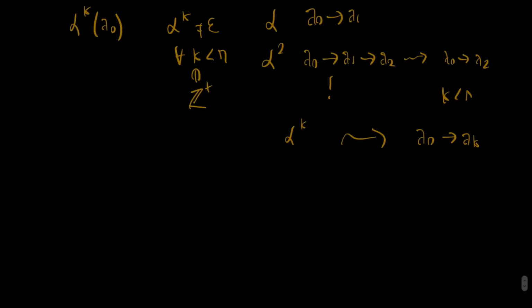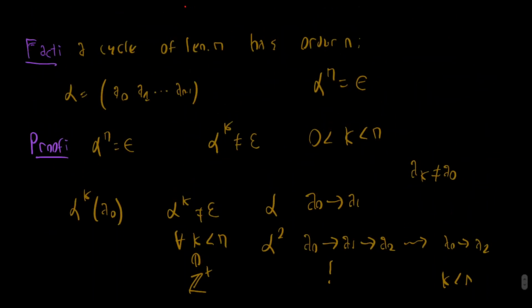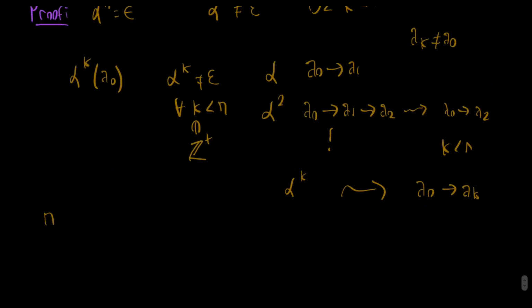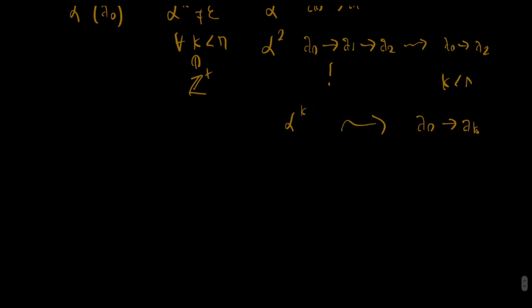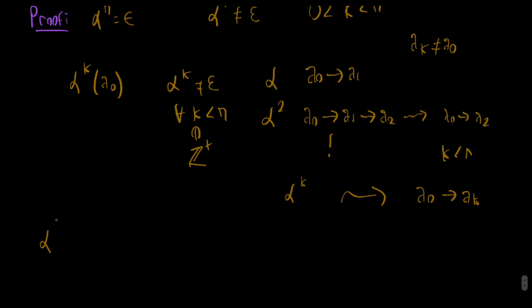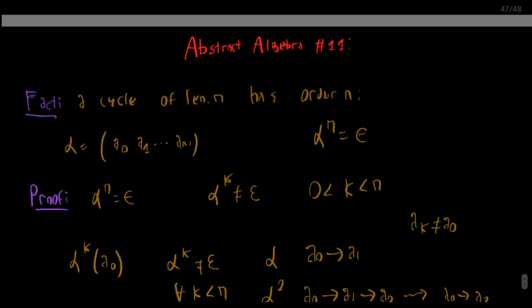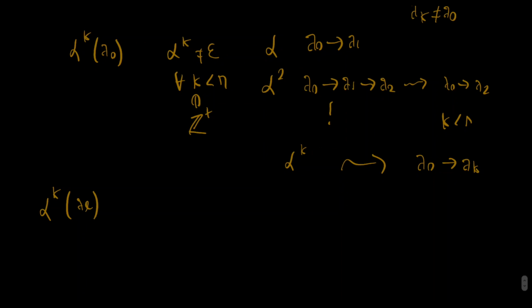Then as a second step, we want to show that n is precisely the first positive integer for which alpha to the n is the identity. And this will actually prove that n is the order. So how can we do that? We'll first prove a preliminary fact, and that is that our permutation alpha to the k applied to an element a of l is equal to a of (l plus k) mod n.